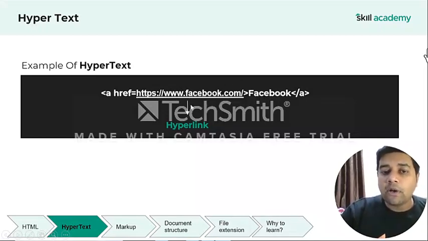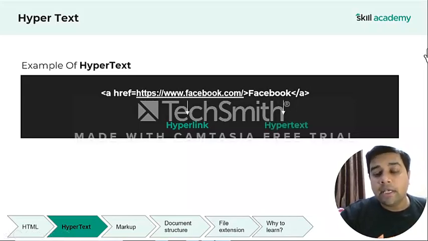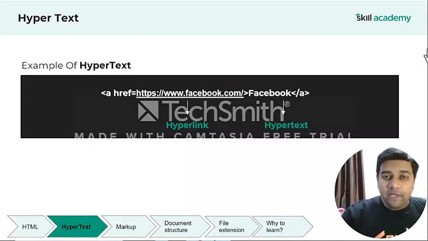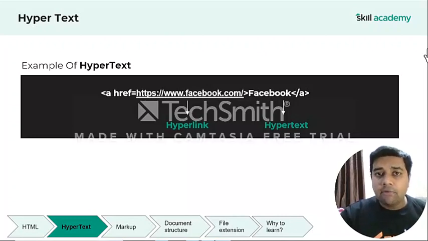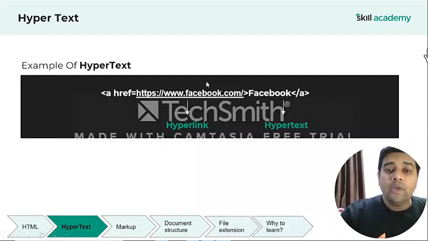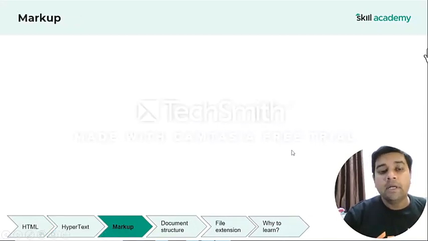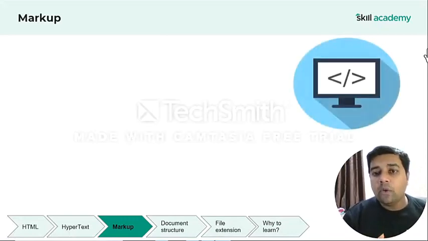So this facebook.com is a hyperlink. And what do you mean by this Facebook? This Facebook is termed as hypertext. I hope it is clear. Hypertext is nothing but a word which contains a link to another website. So that means the moment we click on Facebook, we are redirected to this website facebook.com. So this link is known as hyperlink, and this text or this word is known as hypertext. Now we are going to understand markup. Now what do you mean by markup?